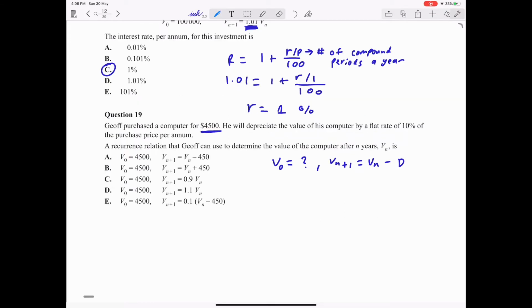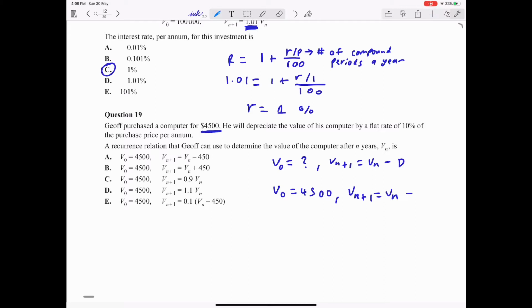Question 19. Jeff purchased a computer for $4,500. He will depreciate the value of his computer by a flat rate of 10% of the purchase price per annum. A recurrence relation that Jeff can use to determine the value of the computer after n years, Vn is. So I've written the rule for the recurrence relation of a flat rate depreciation over here. So we know that V0 is 4,500 because Jeff purchased the computer for 4,500, so that's basically the initial value. And then Vn plus 1 equals Vn minus something, which is the question.